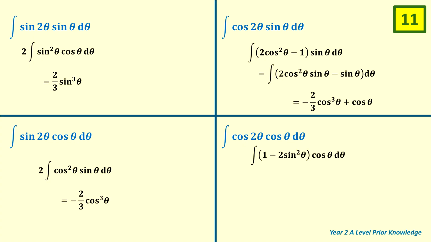And then for the integral of cos 2 theta cos theta, we'd be starting with 1 minus 2 sine squared theta as our identity for cos 2 theta. Expanding the brackets gives us that, and this time we've generated a sine squared cos, which is what we had at the top left. So the integral of cos theta is sine theta, and the integral of negative 2 sine squared theta cos theta is the negative of our answer at the top left, negative 2/3 sine cubed theta.